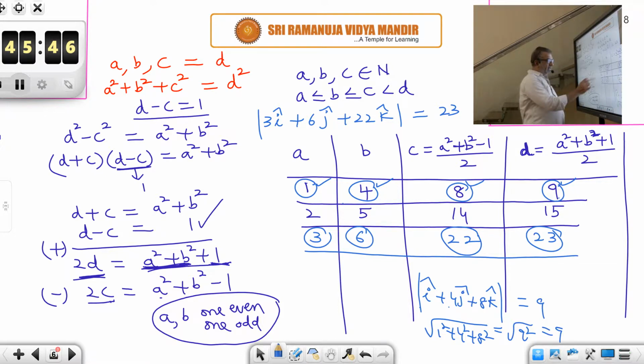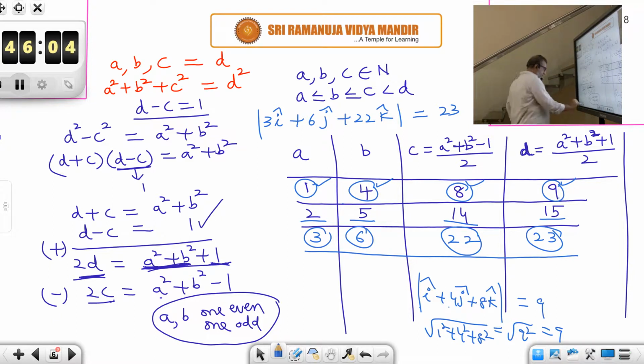Okay, similarly 2i plus 5j plus 14k. What is the modulus of this vector? 15 units. So this way you can use them. Okay.